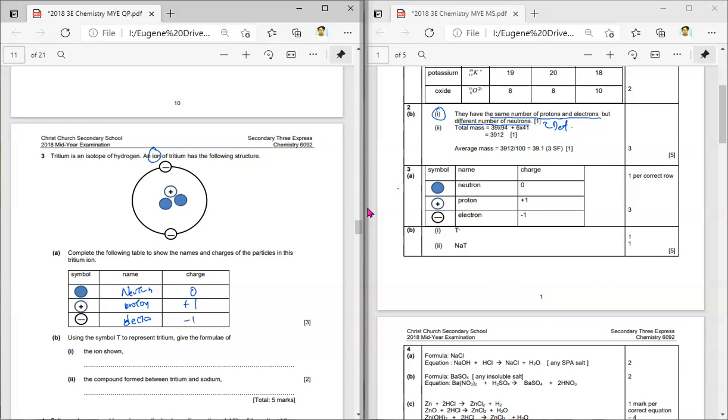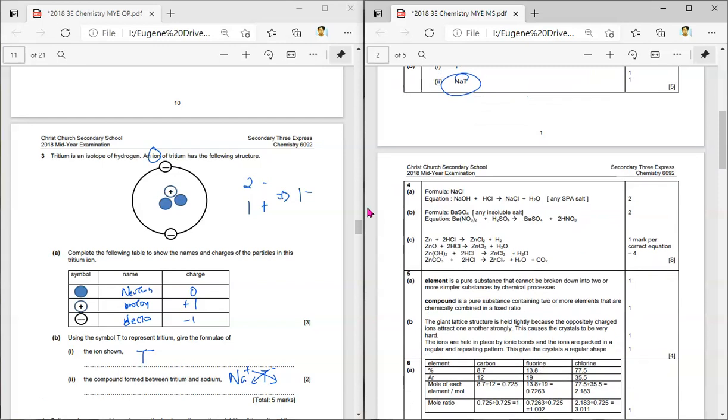Using the symbol T to represent tritium, give the formula of the ion form. So this tritium ion, how do I know whether it's plus or minus? Very simple. Look at how many minus charges I have, how many plus. You realize that there are 2 minus charges, but only 1 plus charge. So overall, what I'm going to get is a 1 minus. So the formula of the ion is T minus. Think of it as an ion with a single minus charge. So the compound formed with sodium will be Na plus and T minus. You do your crossover, so what you're going to get is NaT.